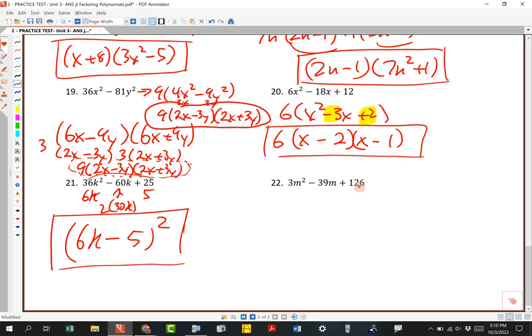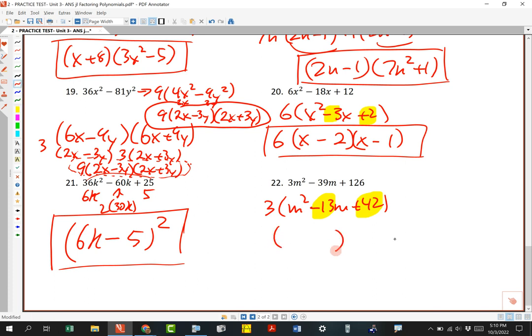On this one, let's double check. I think we've got a common factor. Yep, we can take out a 3. You're left with an m squared, this would be minus 13m, and if you take a 3 out of a 126, you're left with, I think that's going to be a 42, positive 42. So now again, because this is an easy trinomial, we're looking for numbers that multiply to be positive 42, combine to be negative 13.